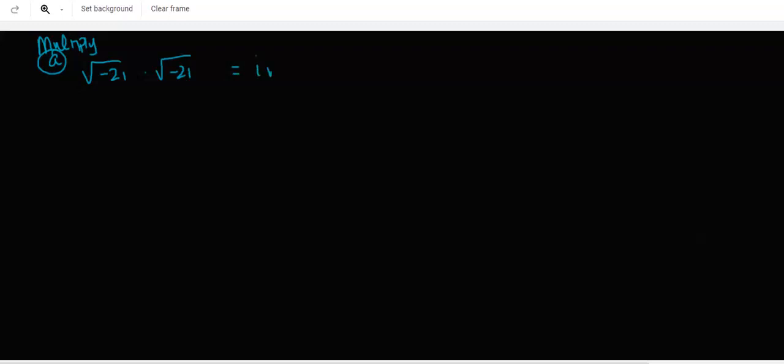So this is going to simplify to i times the square root of 21 times i times the square root of 21. When I multiply these two together, remember when we multiply radicals, we multiply the stuff that's in the front. So i squared, and then square root of 21 multiplied by the square root of 21 is 21. And then we know that i squared by definition is negative 1. So this becomes negative 21.